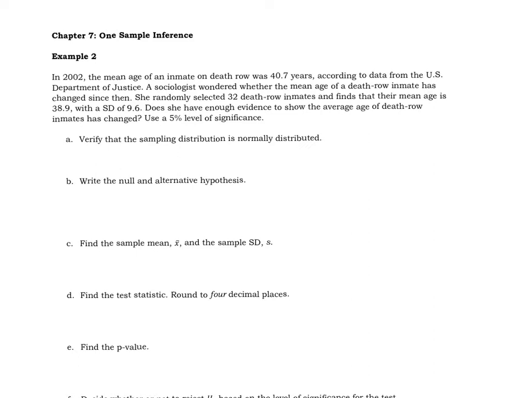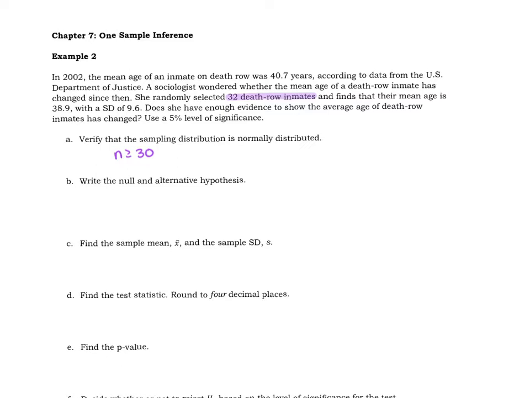So first thing, verify that the sampling distribution is normally distributed. Well, we happen to know that we have 32 death row inmates that have been selected, and so we've met the criteria that the sample size be greater than or equal to 30. So that's how we know the sampling distribution is normally distributed.